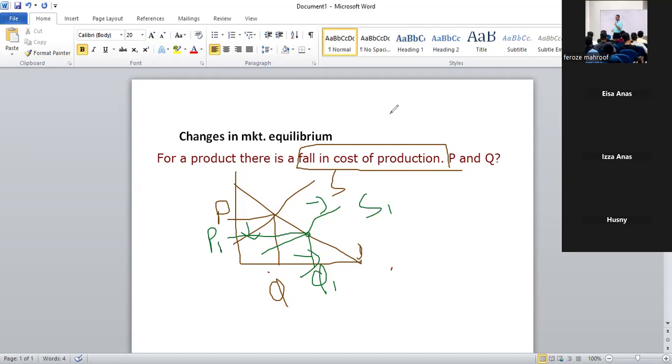So what will happen if the cost of production decreases, our supply increases. Similarly, if there's a rise in cost of production, supply will decrease. Supply decrease means supply will be shifted to the left side. Understood? I'll show you another situation.